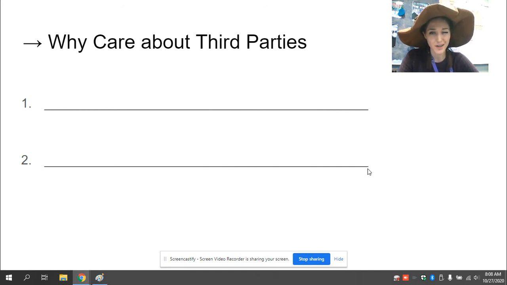The other reason why we care about third parties is they can influence the beliefs of the main political parties. So number one, they can affect elections, parentheses, steal votes, my bad. Number one, affect elections, parentheses, steal votes. Number two, can influence the beliefs of the two main political parties.